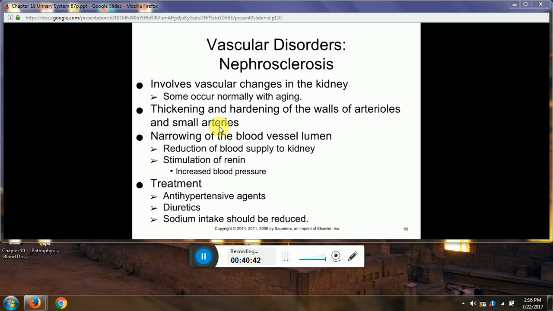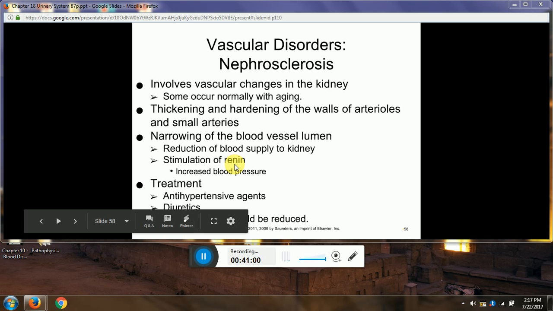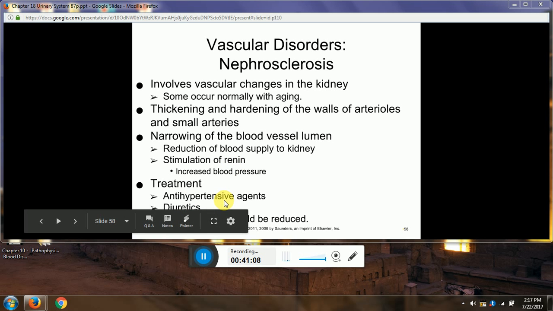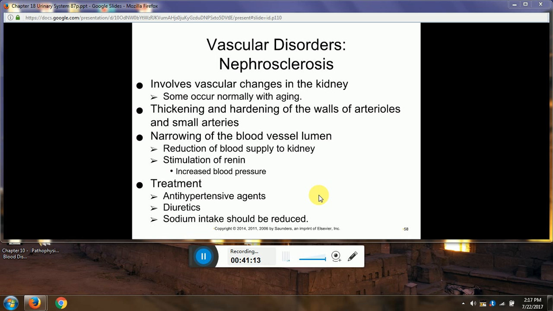That decreases the blood supply to the kidney, and we've agreed that the kidney is not a very smart organ. When there's a reduction in the blood supply coming in, it thinks that the body is going through hypotension. It will release renin, and renin again activates that system that leads to increased blood pressure. So in order to treat that, we have to give them antihypertensive treatments. They're given diuretics, and then the salt intake needs to be reduced as well.